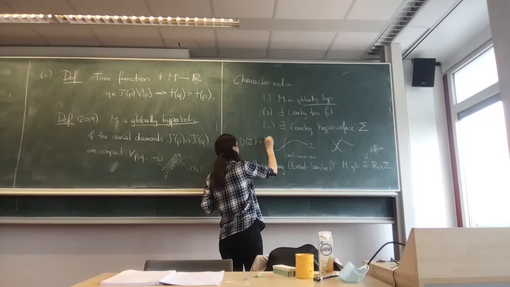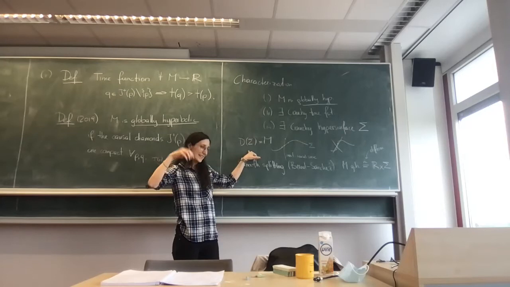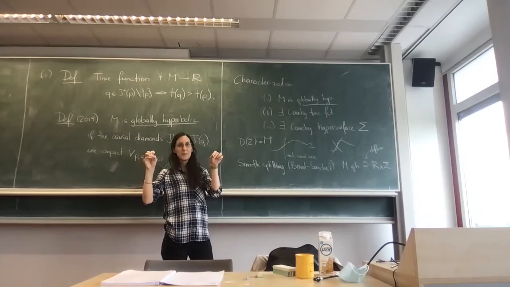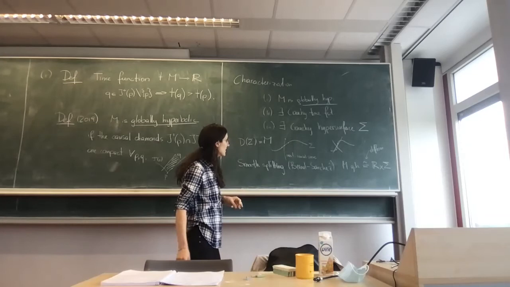M. But then I have to say what the development is, and the development is exactly all points so that all inextensible causal curves through that point intersect my surface. So if I would remove parts of my manifold, then this would be problematic, because then it could be that some curves cannot reach that surface anymore. Right. So if I look a bit into the right side and remove a few points, then it would no longer be a Cauchy surface.